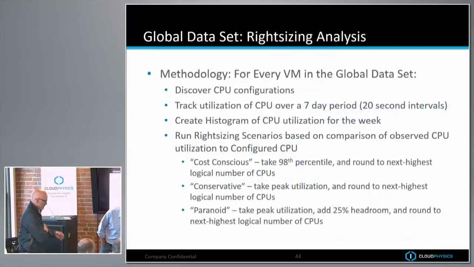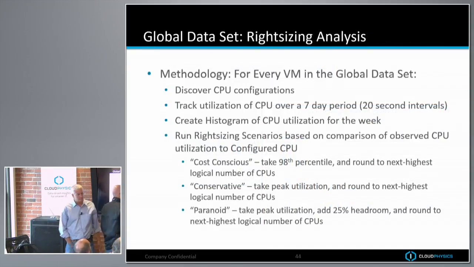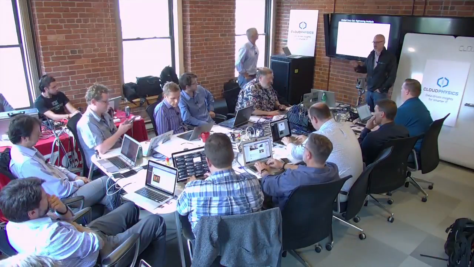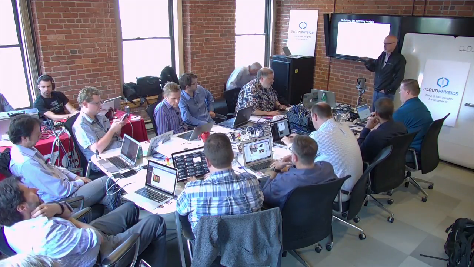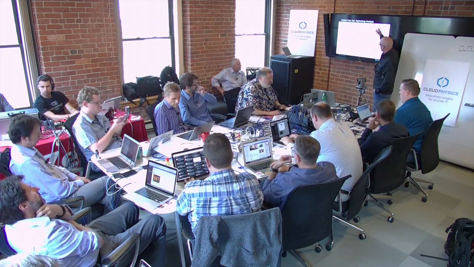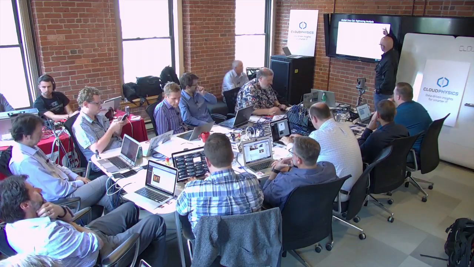So you saw from both of those a consistent theme of what I describe as underutilization of the resources in general. So what we did then is take a look at every VM in the global data set and do it for CPU. We tracked the utilization of CPU over a 7-day period, created a histogram, and then ran right-sizing scenarios.